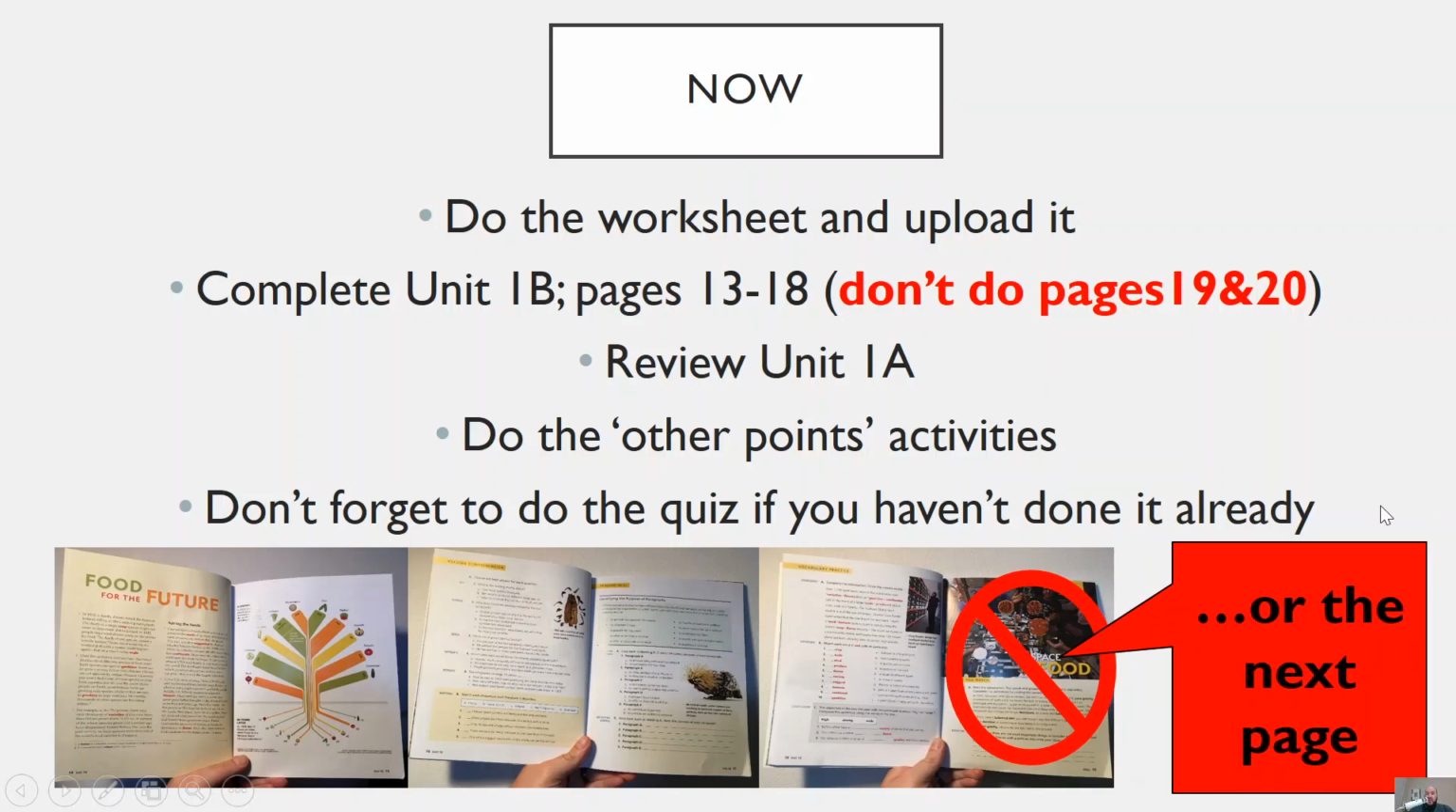All right. Review Unit 1A, because when you do your test next week, it will include things from Unit 1A as well as Unit 1B. Don't forget to do the other points activities for those extra points. And don't forget to do the quiz if you haven't done it already, which you should have done.